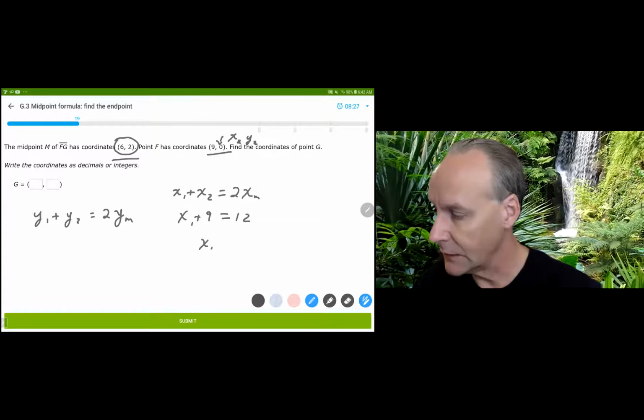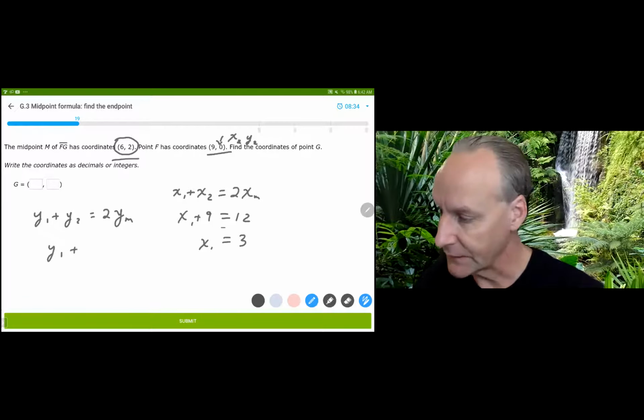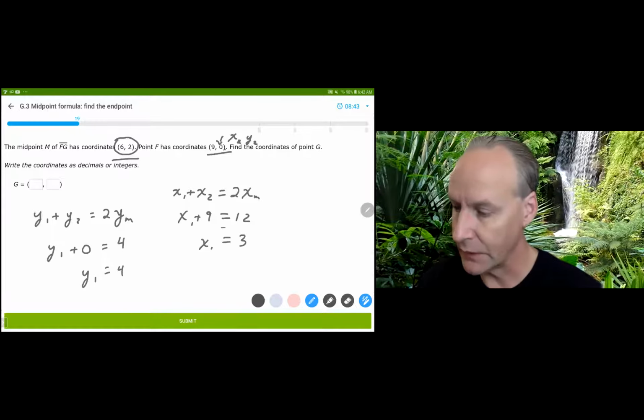So x1, I subtract 9 from both sides and I get 3. And in this case, y1 plus, I guess I was calling it y2, is 0, is equal to 2 times the y value. So y1 equals 4. So my point is at 3, 4.